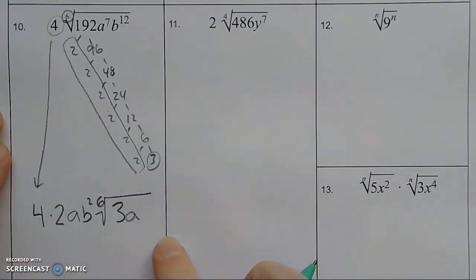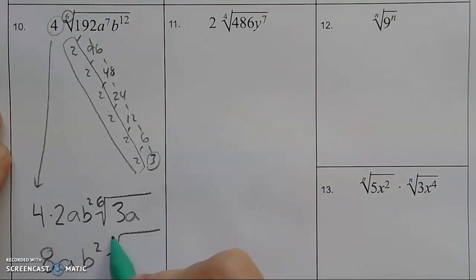Now I'm just going to clean it up a little bit. 4 times 2 is 8. a, b squared. Leave a good amount of space so you can see your index. And 3a. And you're done.